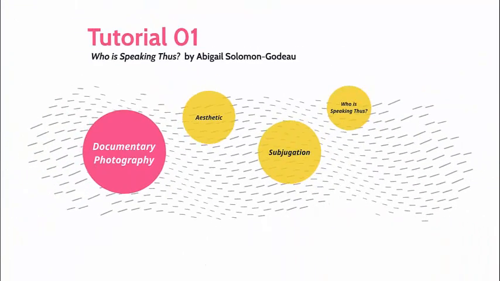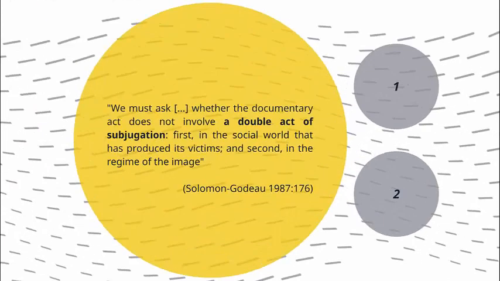A very important element of Solomon-Godeau's argument is her discussion of subjugation, and more specifically what she calls a double act of subjugation that she suggests documentary photographs take part in. This double act of subjugation is something very specific to Solomon-Godeau. It speaks to the power relation between the photographer, the viewer, and those who are depicted in the documentary photograph.